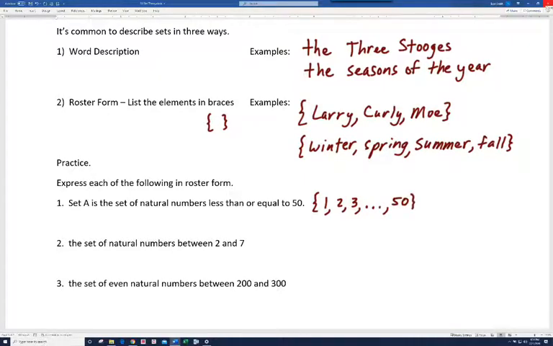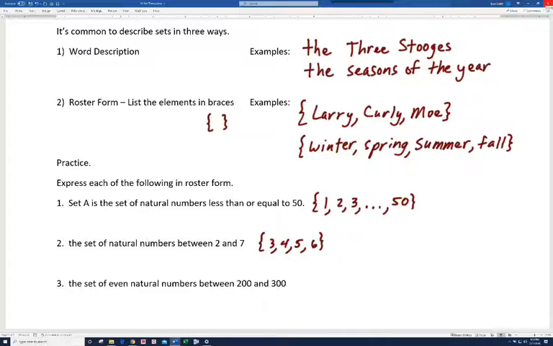And so that's how we would indicate all the numbers that are either less than or equal to 50, and they're also natural numbers. Number 2, the set of natural numbers between 2 and 7. Now you've got to be careful with that word between. For some of us, that word means something a little different than it does for others. Normally when we say between, we're not counting what's on the end. And so this would be the numbers 3, 4, 5, and 6. That would be the meaning here in math.